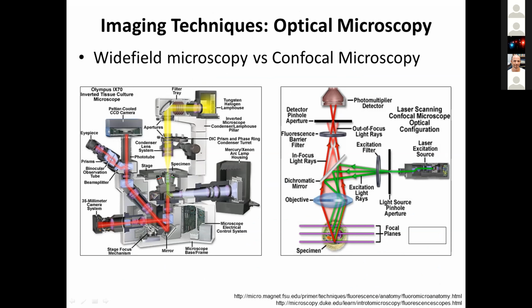To avoid this, confocal microscopy uses an object in the optical path, which is called the pinhole. And the pinhole rejects any point which is out of the focus of what we want to see.